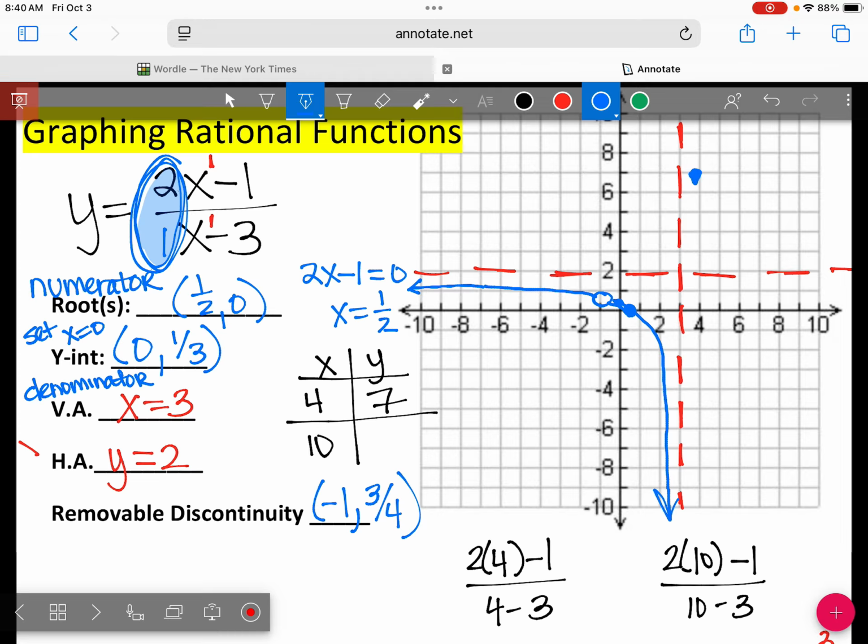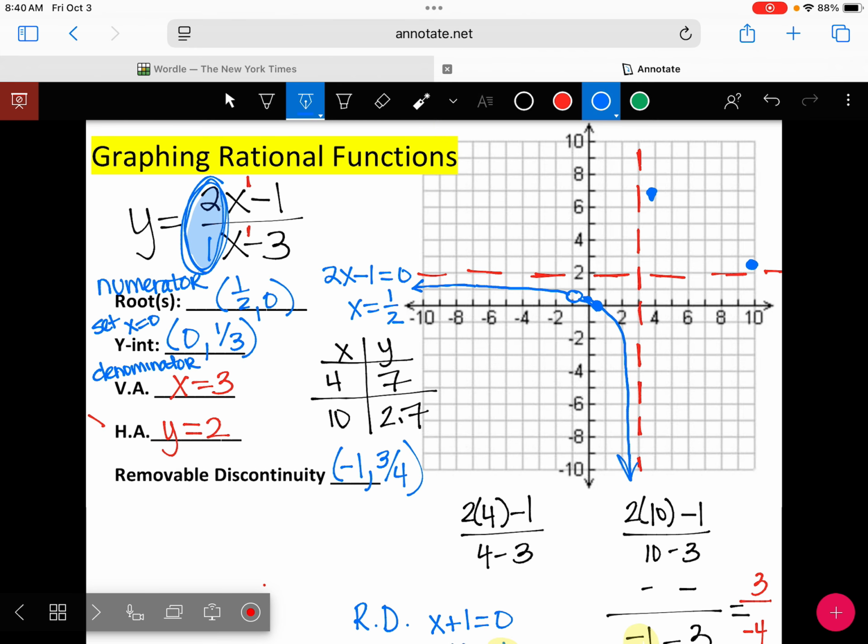And then at 10, that would be 19 divided by 7, which is like 2 point something. Yeah, so it's like 2.7-ish. So I'm gonna just draw that point right above my horizontal asymptote, but right under the 3. And again, when you're connecting it, we have these walls that we can't cross. We can't go through the wall, we can't go through the floor, and that would be your graph. So this has a removable and an infinite discontinuity.